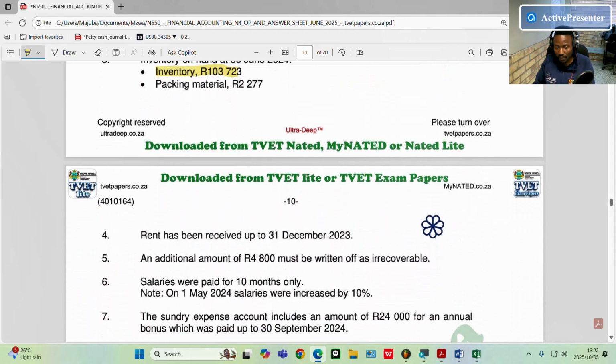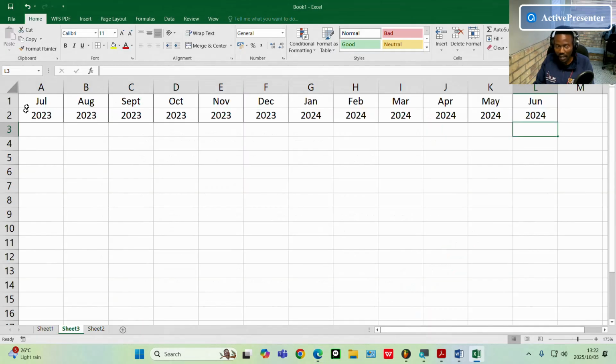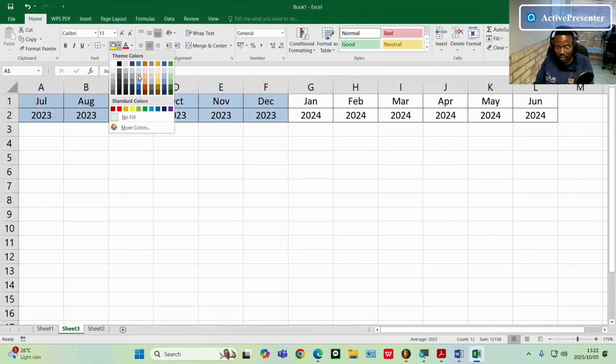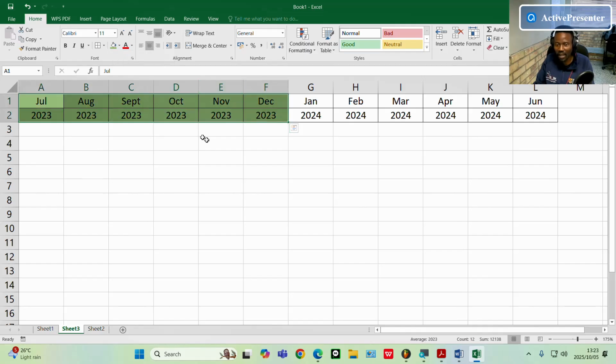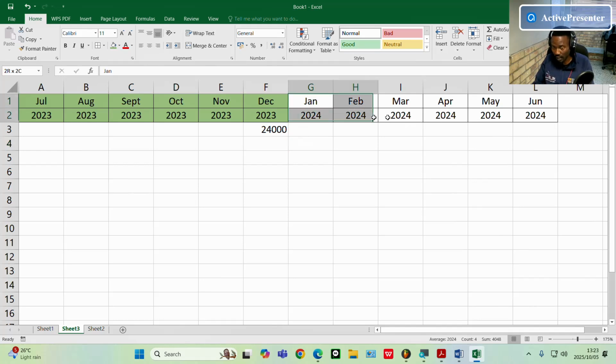So it says for rental income, rent has been received up to 31 December 2023. So it means rental income has been received up until here. Let me use green. Yes, we have received this. So the total that we've received is 24,000. Right, so now we need to get the rest of the year. So we have not received this as yet. So it's still outstanding.